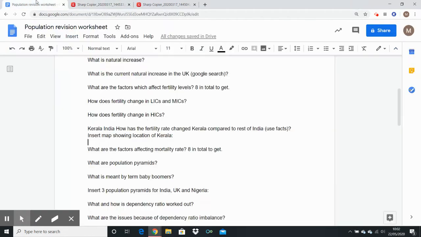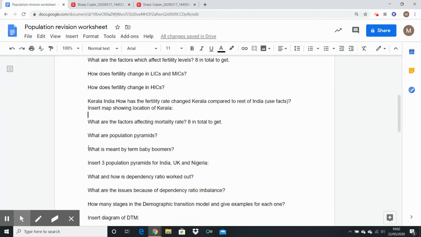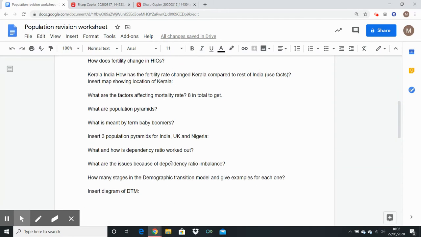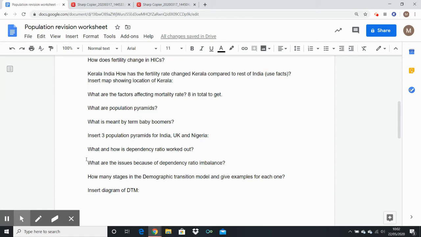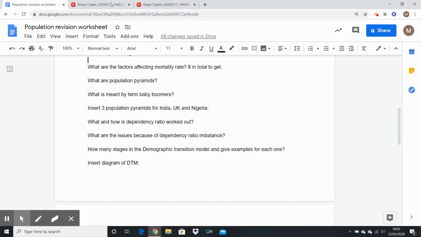So make sure when you go onto this worksheet, you cover what population periods are, what baby booms are, try and get some population pyramids in there, what the dependency ratio is, and what the issues with the imbalance are as well.